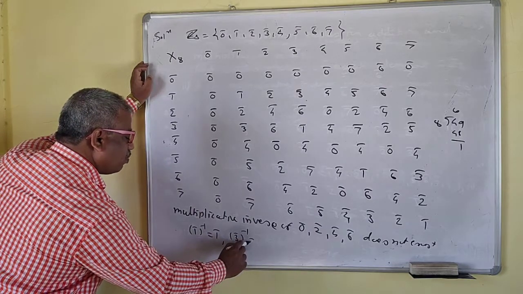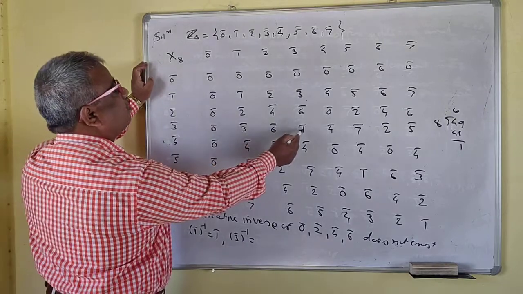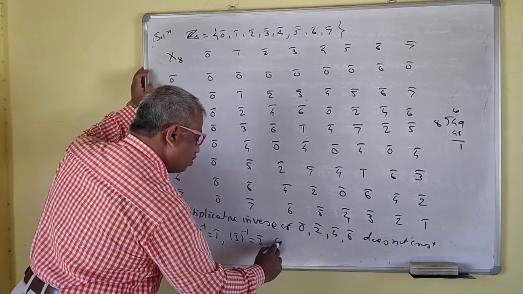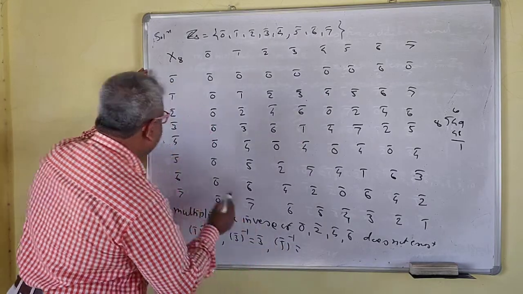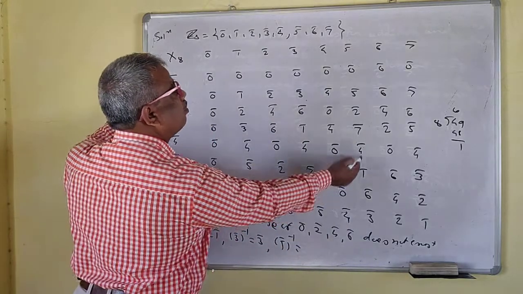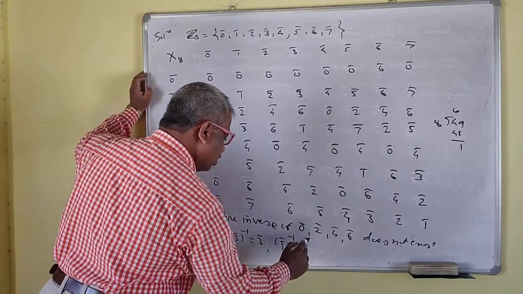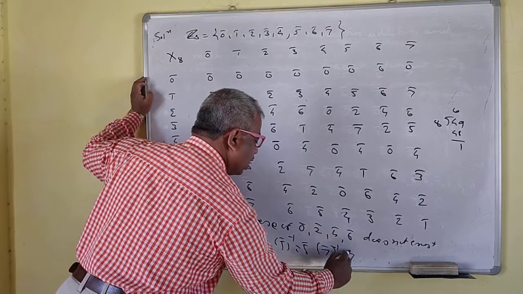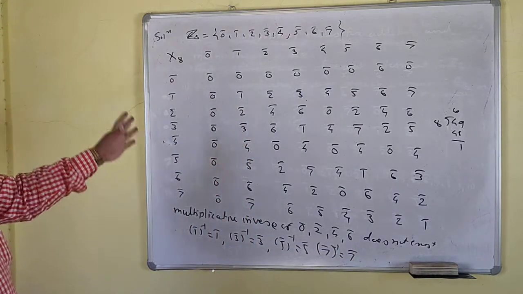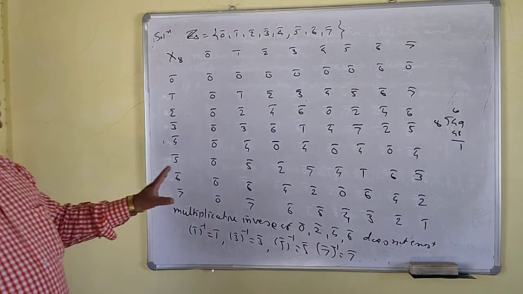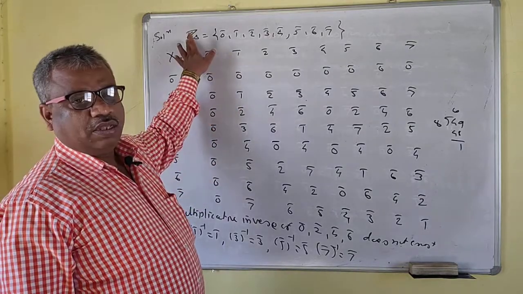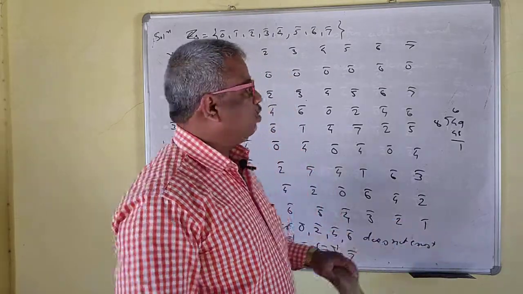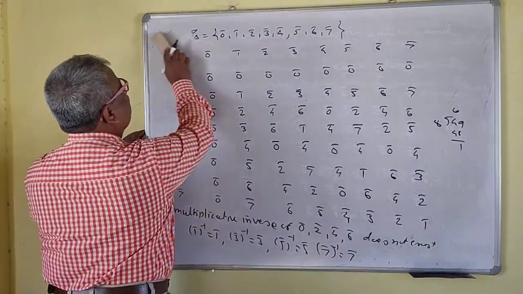Multiplicative inverse of 3 bar: where is 1 bar? It is 3 bar. Okay. Now multiplicative inverse of 5 bar. See, where in 5 bar is 1 bar? 1 bar is 5 bar here. Their inverses are with each other. Multiplicative inverse of 7 bar is again 7 bar. Okay. So this is the complete solution of this problem. So you do this for Z5 to Z11. The same problem.